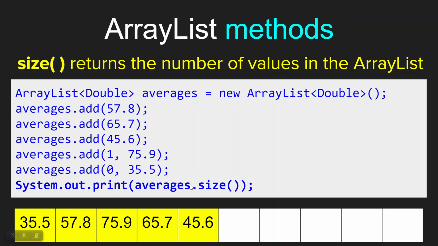All right, speaking of size, there is another ArrayList method called size, which returns the number of values in the ArrayList, not the number of spaces, because this does have a default capacity of 10. But if I had these 5 lines of code and then said System.out.print(averages.size()), this is going to print the value of 5, because there are 1, 2, 3, 4, 5 values in here. So just make sure you're not confusing capacity with size.